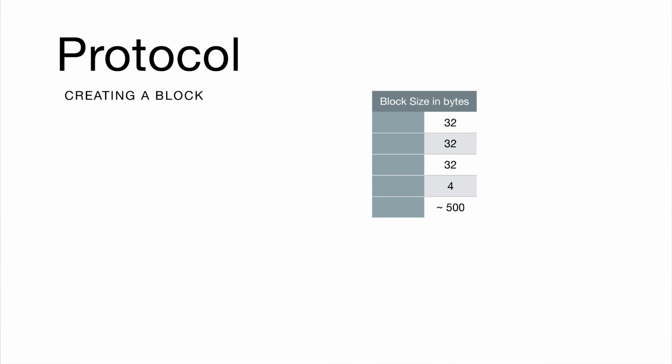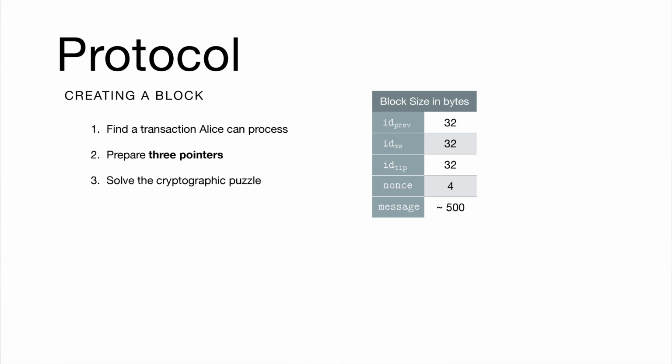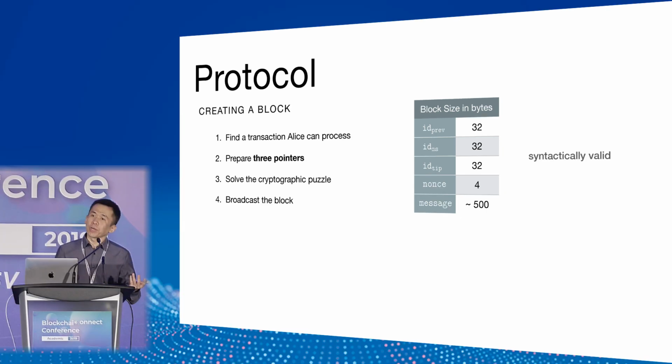Next, let's talk about what we should do when we create a block. In order to create a block, what you need to do is just fill in the table. First of all, you need to find a transaction that you can process according to the transaction assignment rule I talked about before, and put that into the message part of this block. Next, you need to prepare 3 pointers as we have specified. Third, you apply the hashing function on this block by varying the nonce until the required pattern is satisfied. Once you create a block, you broadcast it through the P2P network.